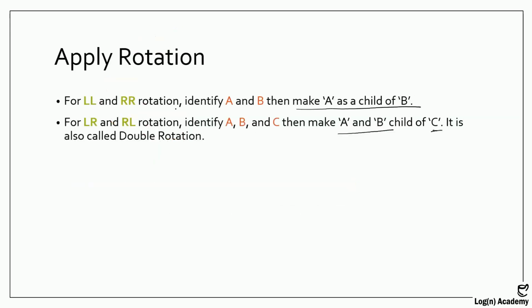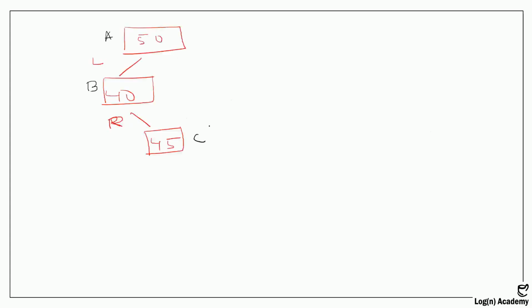And then it says make A and B children of C. Now C will become the root node. C will become the root node. So now 45 will become the root node, and we will make A and B its children. So A will come on the right hand side and B will come on the left hand side. Okay. So now this is how we have balanced this unbalanced tree, and the balance factor will be 0 for all.